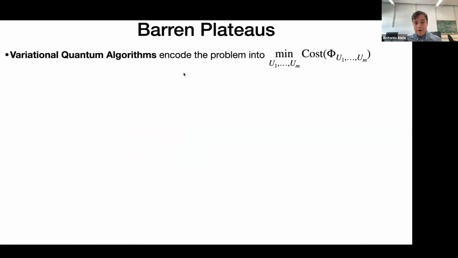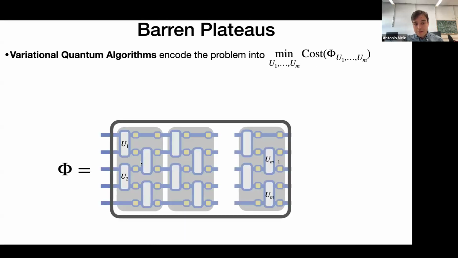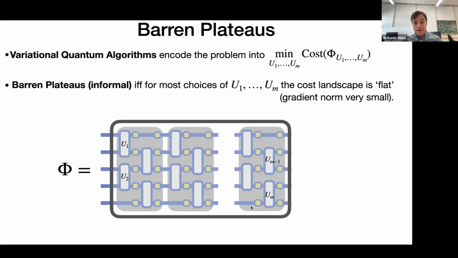Variational quantum algorithms are algorithms that encode the problem into finding the minimum of a cost function. The parameters of this cost function are usually taken to be the parameters of the gates of the quantum circuit. Here phi is my quantum circuit, and U1 to UM are these parameterized gates. And a barren plateau, informally, is the phenomenon where, for most choices of the gate parameters, you find yourself at a point of the landscape that is flat, meaning that the gradient norm is very, very small. We will see in a moment precisely what this means.